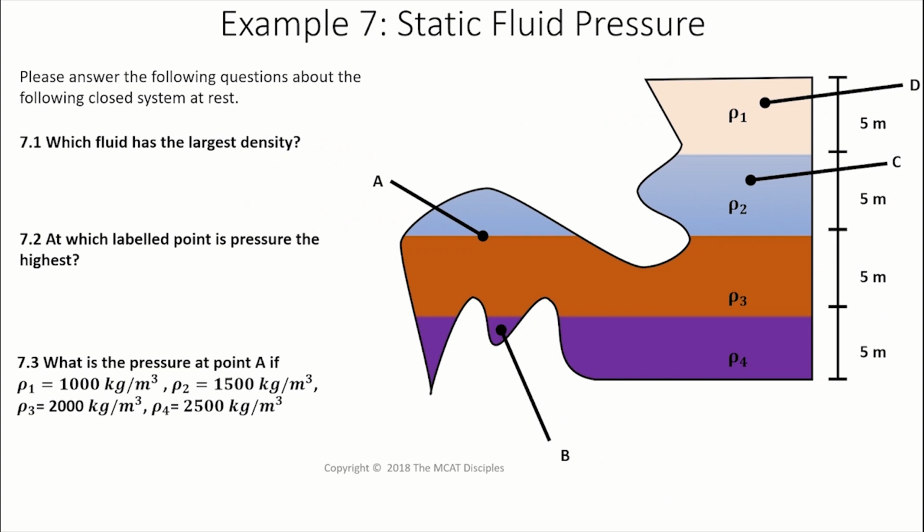Here's another example. Here we have a bunch of fluids at different densities given by density 1, density 2, density 3, density 4, in this little figure here to the right. So the first question is, this is a closed system at rest, so everything has kind of settled out. Which fluid has the largest density?